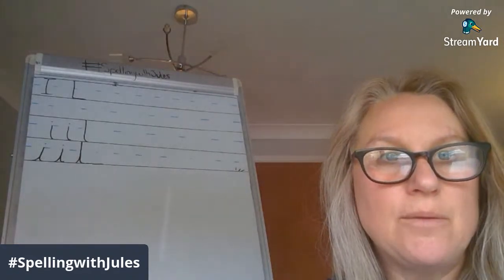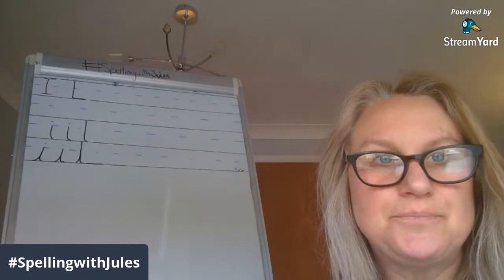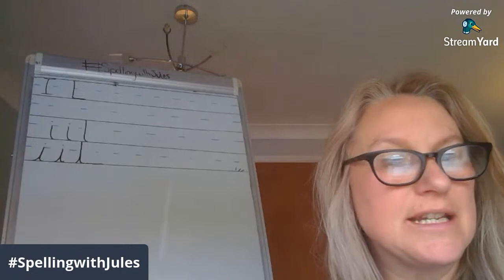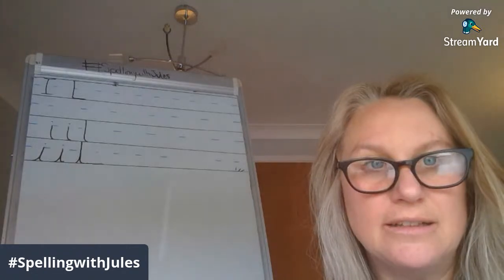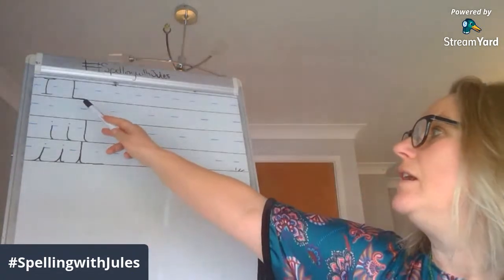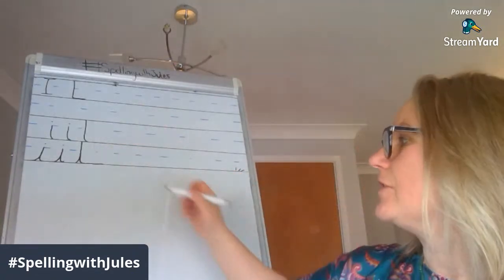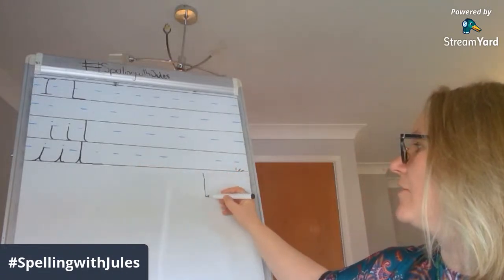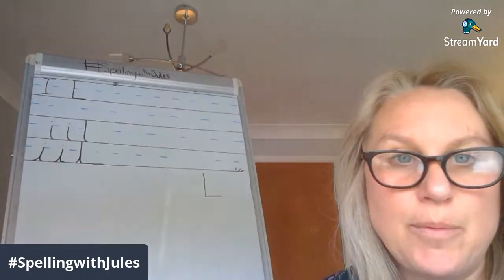We are spelling with Jules today, number 8. And we have got to do the letter L. Okay, so if we start off with our capitals at the top, we've got a capital L. So that just goes down and across. It goes down and across. And that is a capital L.